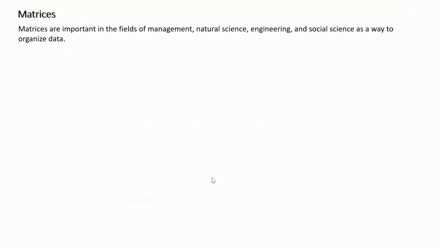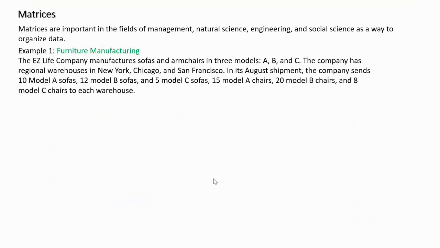Okay, to begin with, matrices. Matrices are important in the fields of management, natural science, engineering, and social science as a way to organize data. Example 1. Furniture manufacturing. Say the Easy Life company manufactures sofas and armchairs in 3 models A, B, and C. The company has regional warehouses in New York, Chicago, and San Francisco.